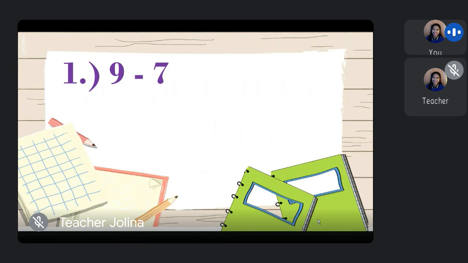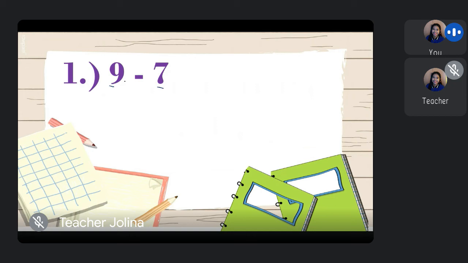Mahalaga na bago tayo mag-subtract or kunin yung difference ng integers ay alam natin kung may same sign ba or different sign ang meron sa ating given, or sa ating problem. So dito, ang ating example ay with same sign. Parehas sila ng sign kasi parehas po silang positive numbers. Like we have 9, so ang kanyang sign po ay positive since wala naman tayong nakalagay po dyan na sign. And also the 7 is also a positive number. Okay, so parehas po silang positive number.